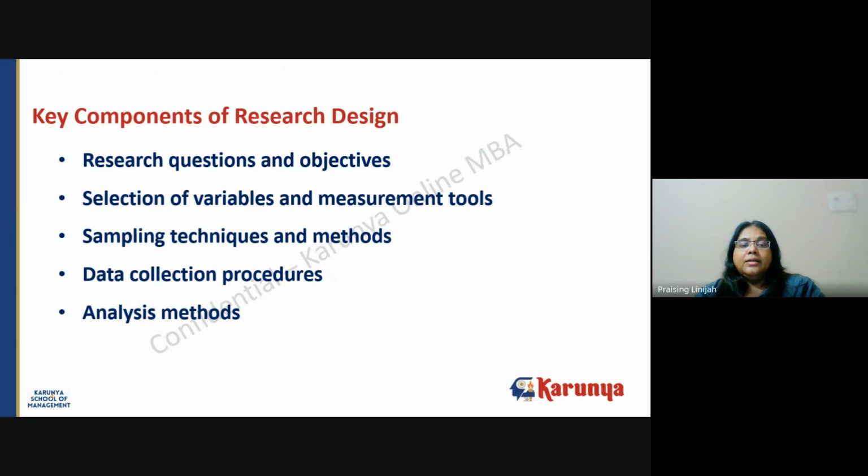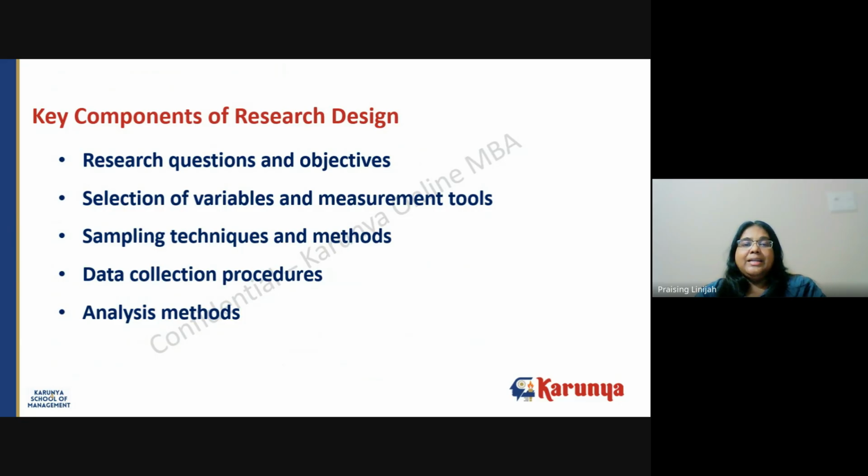Sampling techniques and methods is the next important component of research design. Once you have identified the variables, then we have to identify the sampling techniques and the methods with which you are going to proceed. Who will you study? Will you randomly select your customers or use a certain sampling methodology for a specific group? Something which we have to ask.